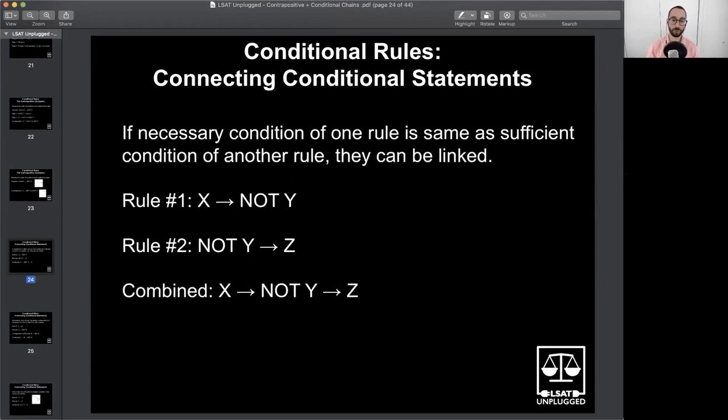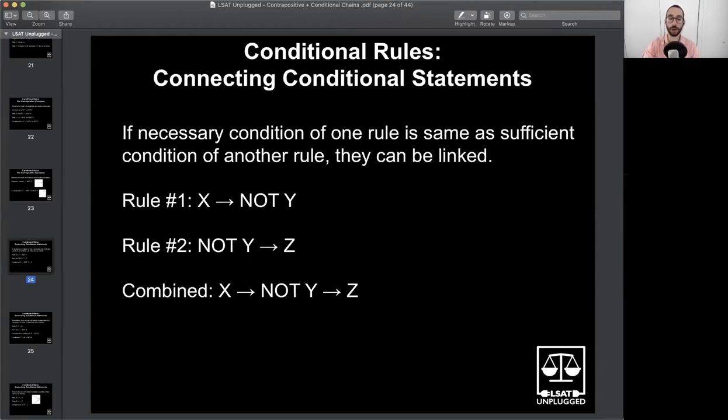A little bit more complex would be if you have a negative variable as well, because again, negative variables are not as clean and nice as positive variables. It's easier for us typically to think of things in positive terms rather than in negative terms. So here we have not Y in the necessary of the first rule and in the sufficient of the second rule. Through what is called in formal logic the transitive property, a formal logic term you don't need to know, you can link these together.